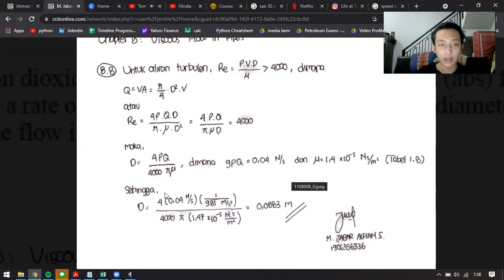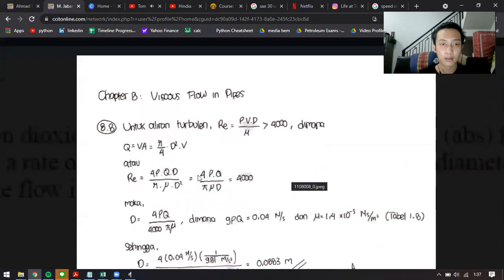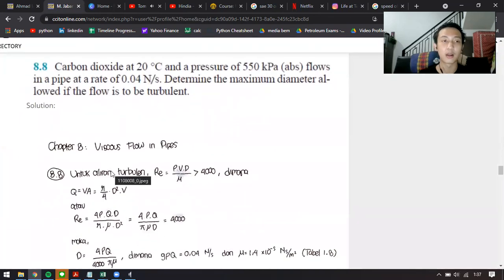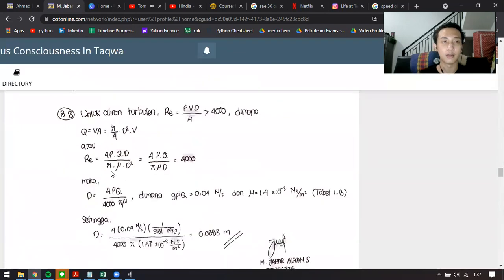Lastly, we get the diameter. We input 4 times ρ times Q, then convert it to meters, per 4,000 times ρ times 1.47 times 10 to the power of minus 5 Newton second per meter squared. We get the final result as 0.0883 meter. So that is the maximum diameter allowed if the flow is to be turbulent for the pipe.